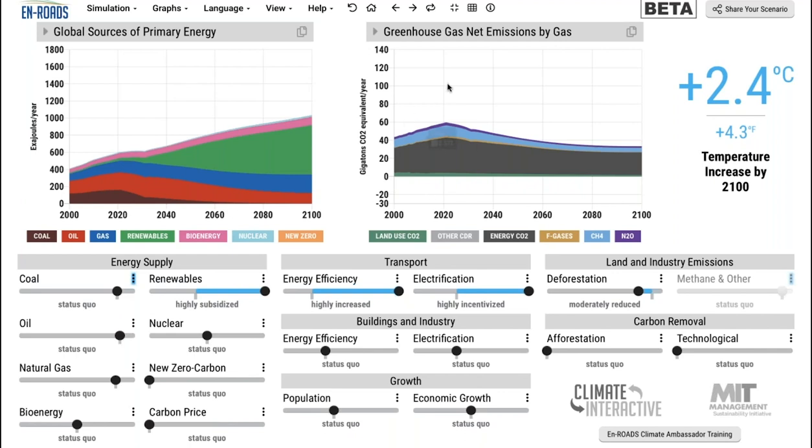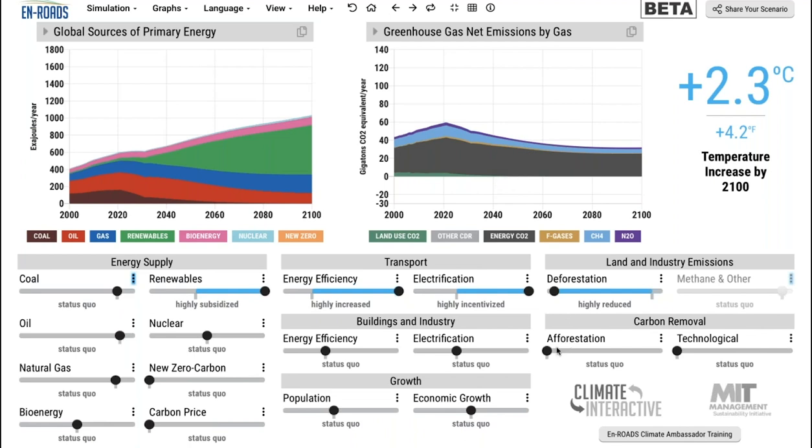You see here up on this graph of greenhouse gas net emissions by gas, this thin green line at the bottom. It was a little wider here. We did some minor reductions in deforestation, so it's very thin. If we further reduce deforestation, we can bring it down such that net deforestation is stopped worldwide by around the year 2050. It brings down temperature another tenth of a degree.